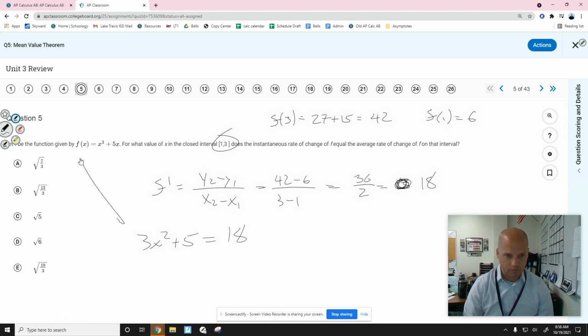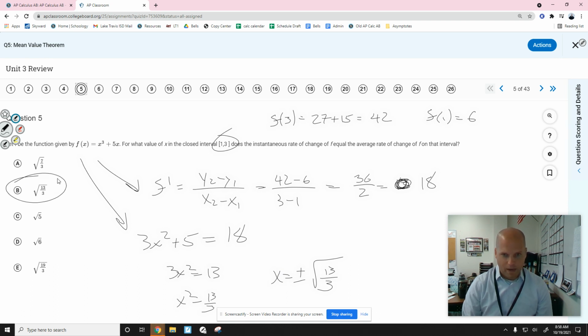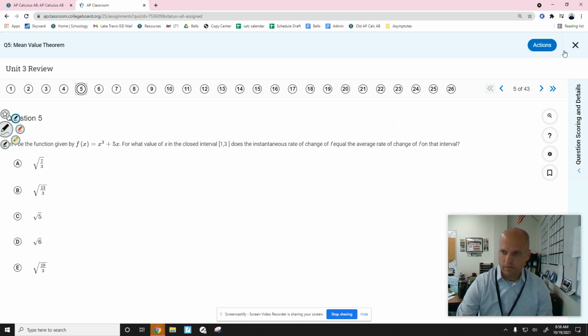It's my derivative, f prime. Subtract 5, I get 13. Divide by 3, I get 13 over 3. Square root, I get plus or minus root 13 over 3. The positive root 13 over 3 is between 1 and 3. Mean value theorem.